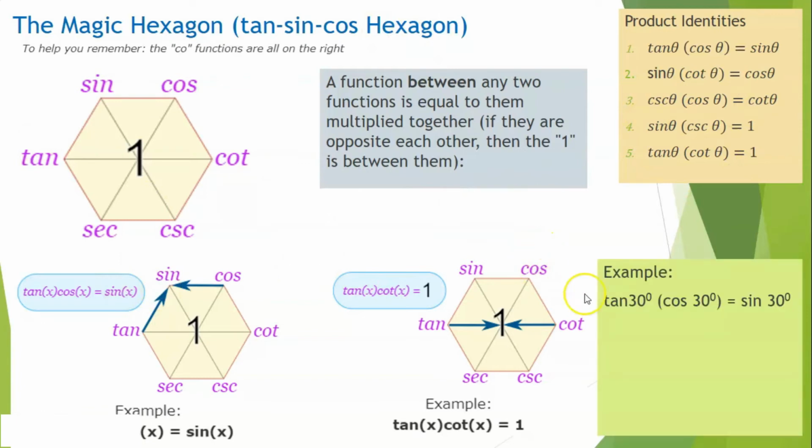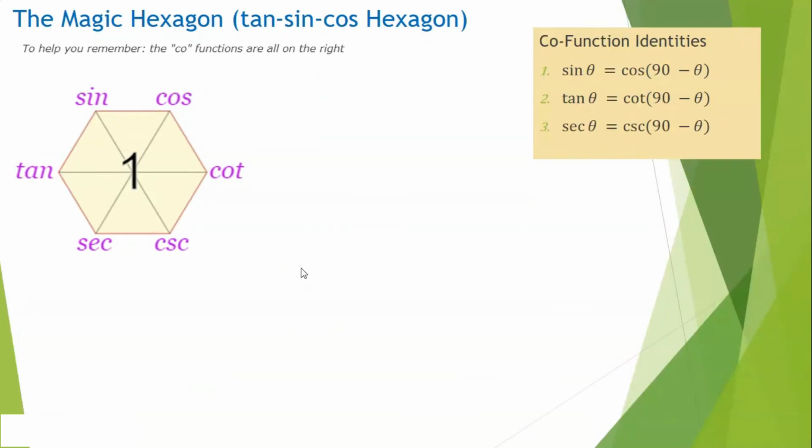Now, an example proving this would be tangent 30 times cosine 30 is equal to sine 30. So tangent 30 is square root of 3 over 3. This is square root of 3 over 2, and this is 1/2. So with this, we'll have 3 over 6, and simplifying, 1/2 equals 1/2. Okay, another. This one is the co-function identities.